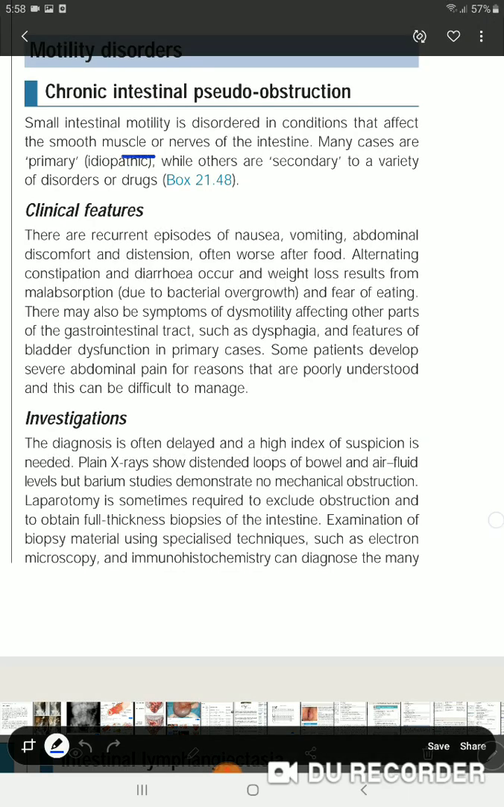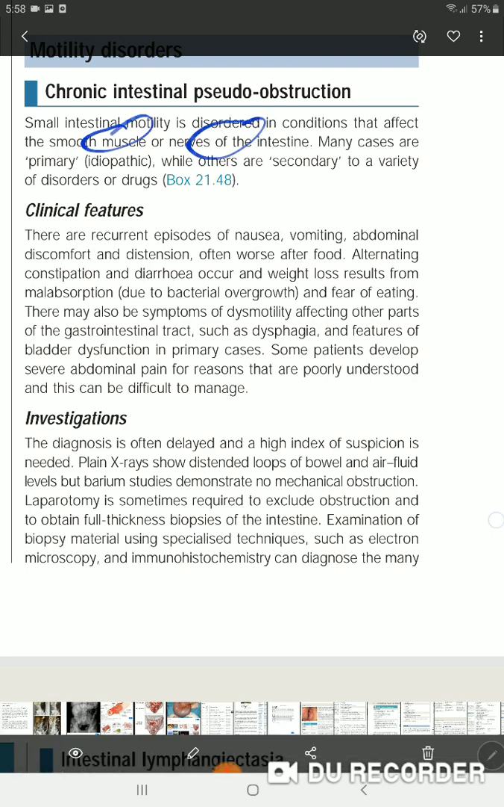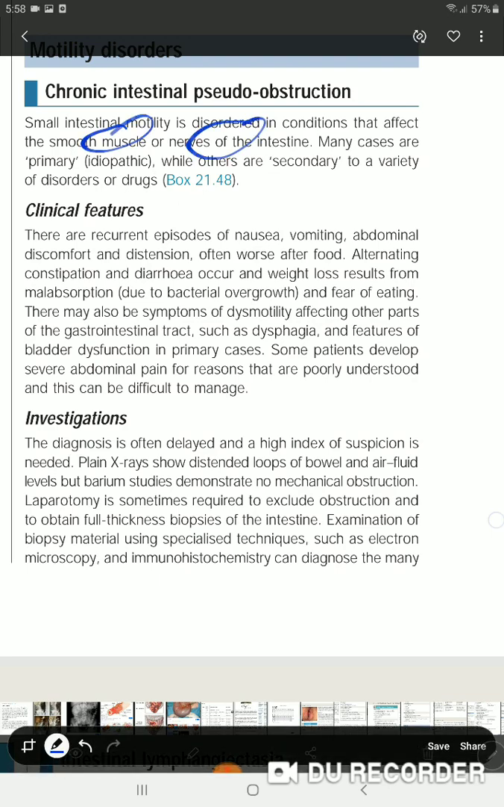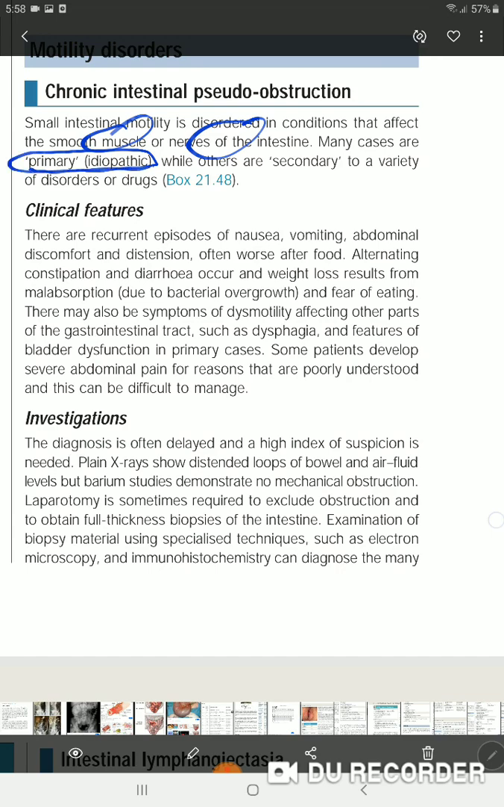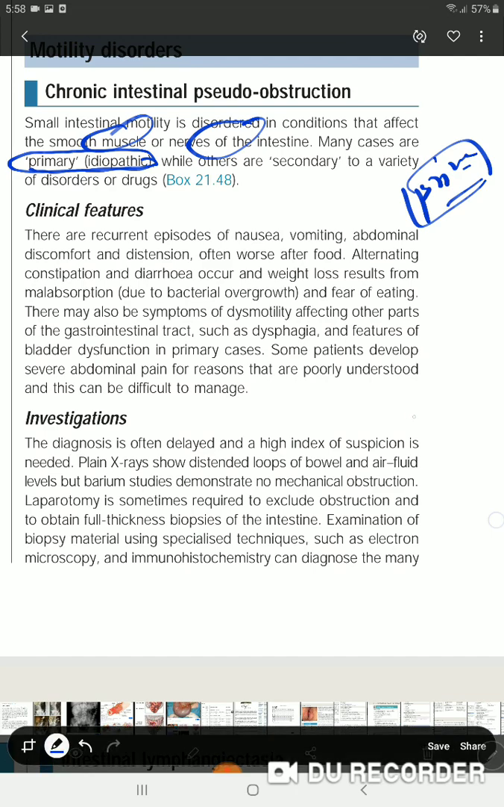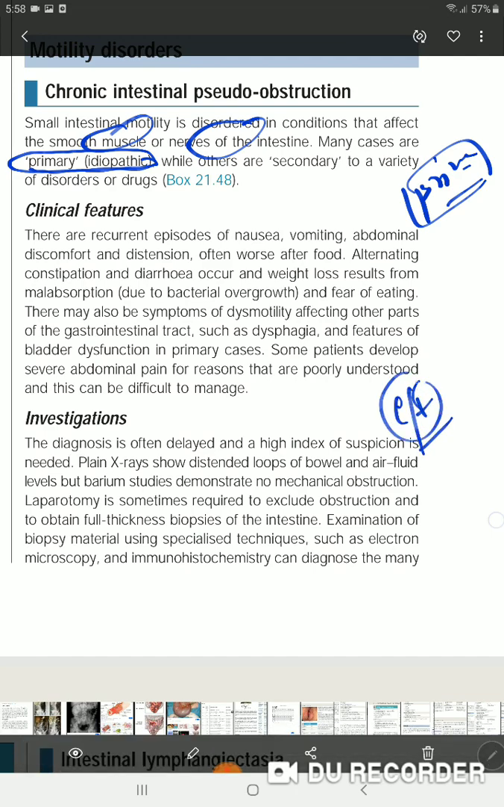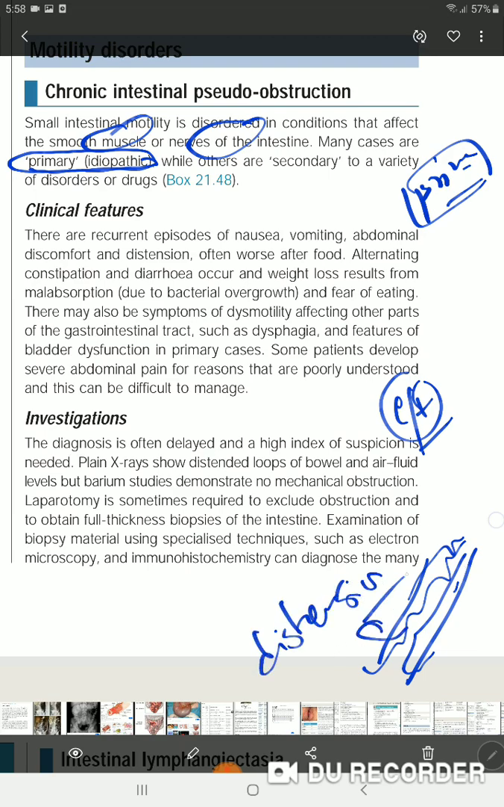Any disorder that affects smooth muscle or the nervous system, when it is a primary disorder, then we call it primary or idiopathic. And there are various types of secondary cause. The clinical picture is very easy. When the intestine is obstructed, it cannot work properly, so it will distend, and this distension causes pain, then vomiting and constipation.